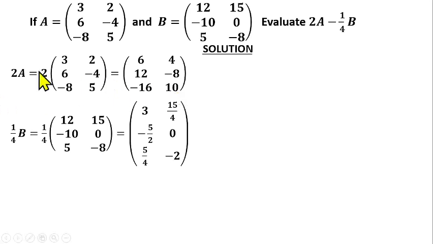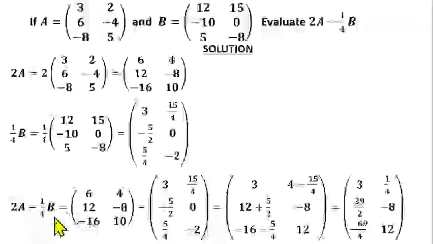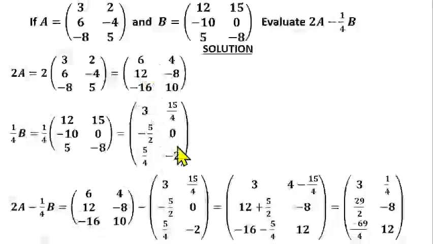So from there, now that we know the value of this and the value of this, we can now subtract them. So therefore you'll be having 2a minus 1 over 4b will give us this matrix, which is for 2a, minus this matrix, which is for 1 over 4b. Then we can now subtract them. So can we subtract this matrix from this matrix? The answer is yes, because they are of the same order. This is 3 by 2, this is 3 by 2 as well. So then you now subtract them based on what you have learned so far on subtraction of matrices.